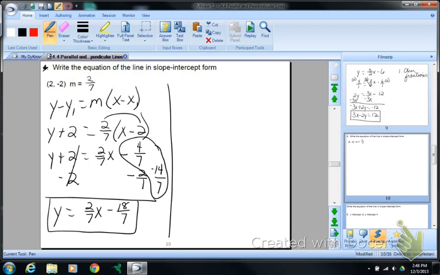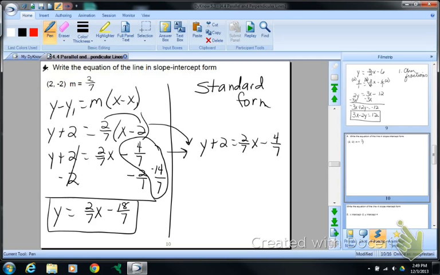Now what if I asked you to put it in standard form? Right here, we would do the exact same thing up until this point. We'd do the slope-intercept, do the distributive property. Okay, so this is identical, but here's where it gets different. We're not going to solve for y like we did here. We're going to put in standard form.